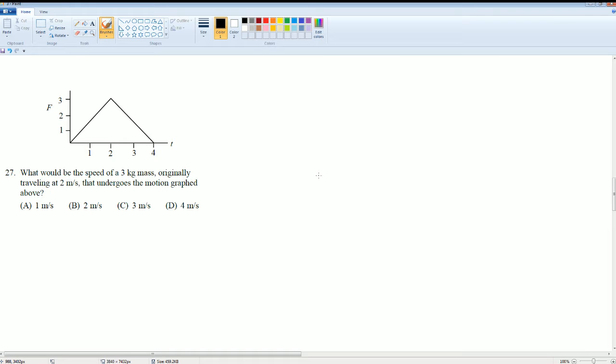Next, 27. What would be the speed of a 3 kilogram mass, realistically traveling 2 meters per second, that undergoes the motion graph above? What would be the speed? All right, so let's take a look here. In the graph, you want to look for your intercepts, slopes, and area. Slope and area are the biggest in this class. So slope is the rise over run, or force divided by time.